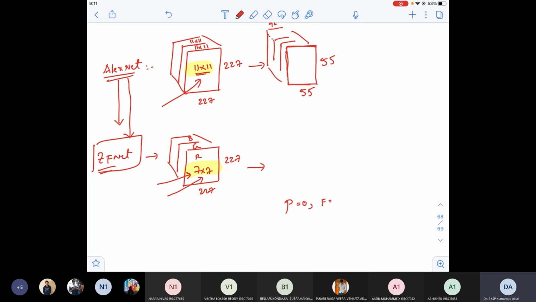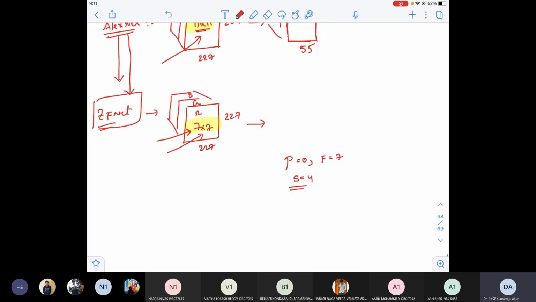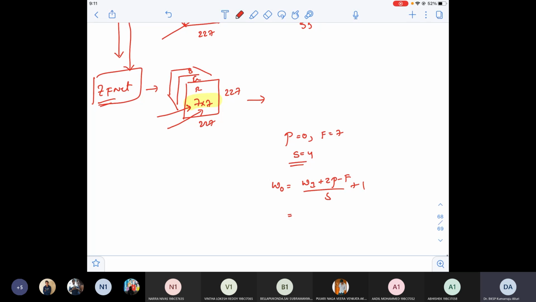F, I already told you, is 7 because it's a 7 by 7 filter. And the stride they have taken is 4. Now let us apply this. W naught is equal to (Wi plus 2p minus F) by S plus 1. I think by now I have written this formula n number of times, but again, for the sake of completeness.